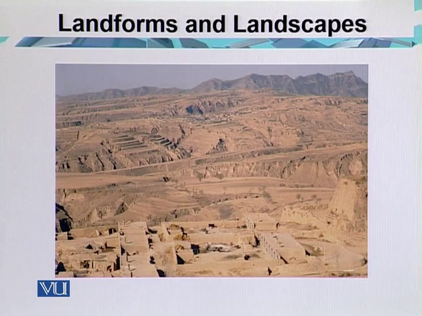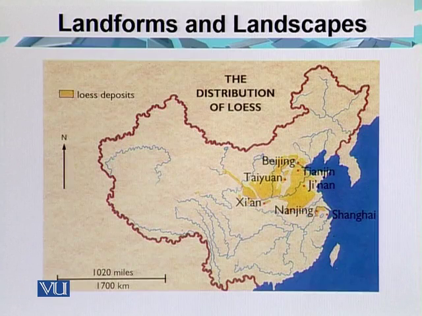Loess often stands in either steep or vertical faces. Now here, this slide shows the map of China, and most of the yellow area is under the loess deposits. So it means the area is under the depositional work of the wind.